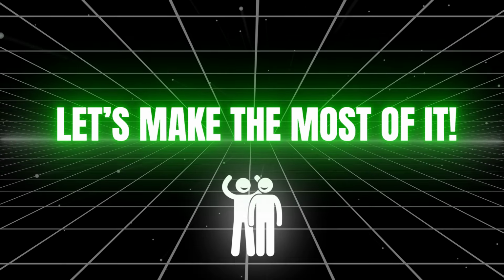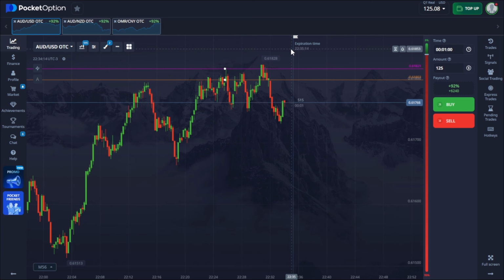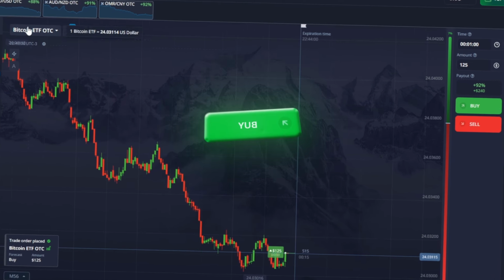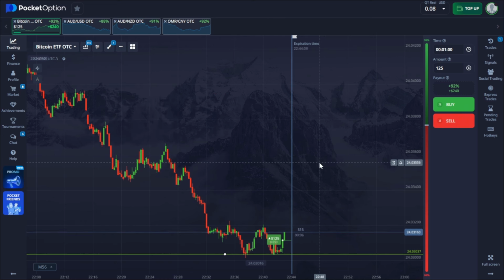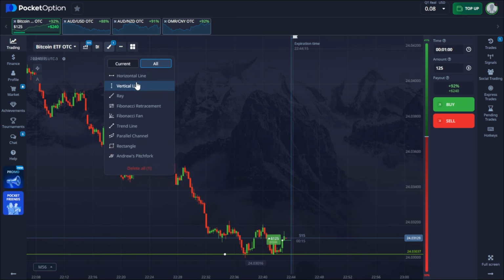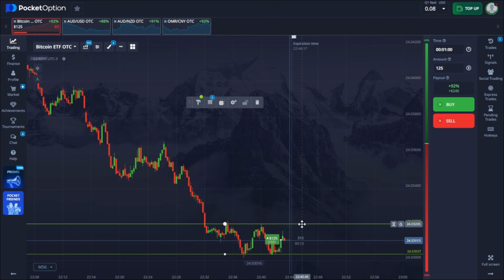Let's make the most of it. I have to take entries. I'm going to look for another one. And look at this. We got this. It's a perfect one. Bitcoin ETF, OTC, the price is down. But look, we have a break. As I said, it touches the lowest point and starts to go the positive way as a rejection. I have to see whether, because I made this too high.